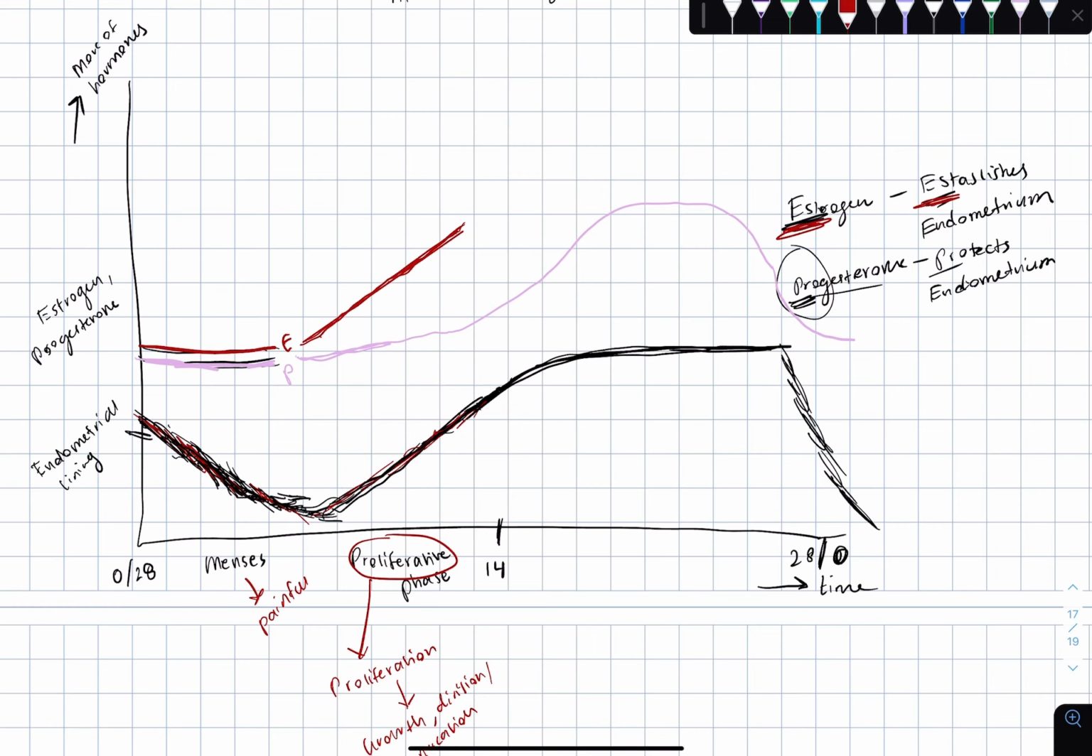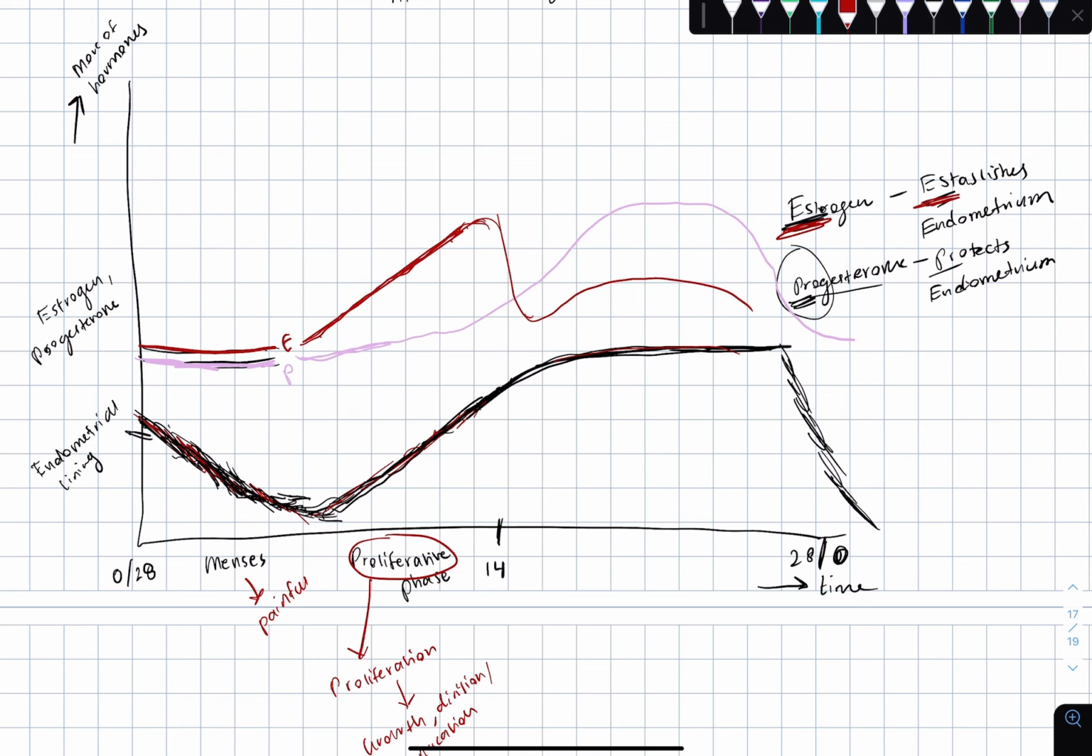That's why we're going to see a peak of estrogen over here, and then estrogen is going to go down again, and then go up again to help establish and be part of the protection of the endometrial lining. So that's what's happening with estrogen and progesterone. Now you might be wondering, what are luteinizing hormone and follicle stimulating hormone doing?